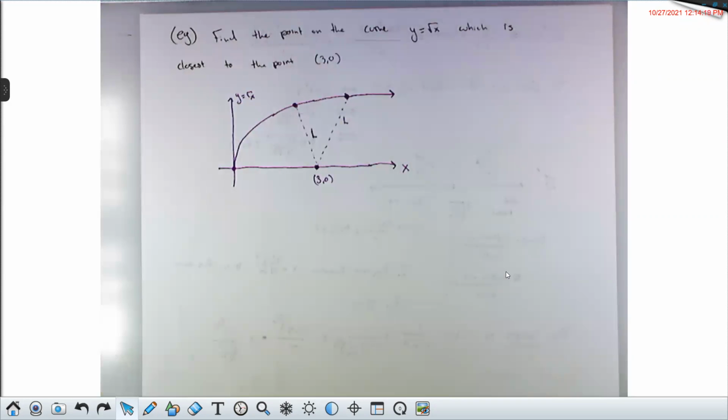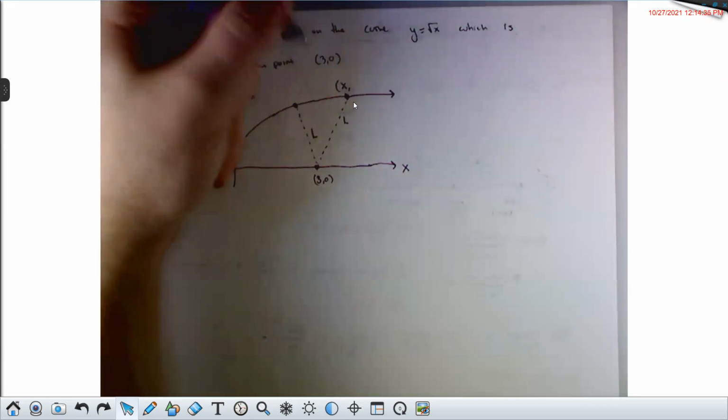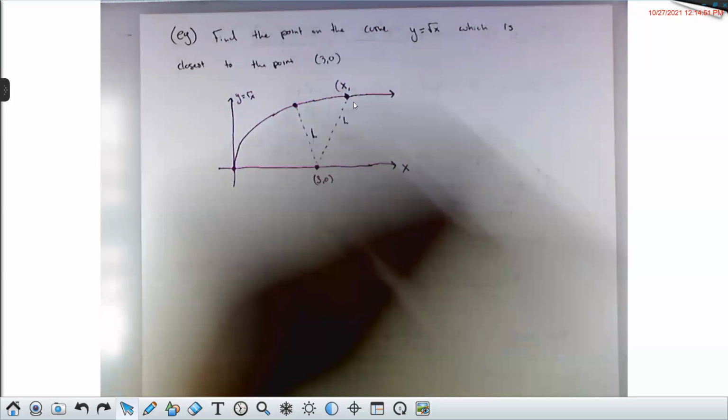The trick to this is going to be to think about what an arbitrary point on this graph looks like. So let me go ahead and label this one. What does an arbitrary point on the graph y equals square root of x look like? It would be x comma what? X comma f of x. And what is f of x? Comma square root of x. Very good.